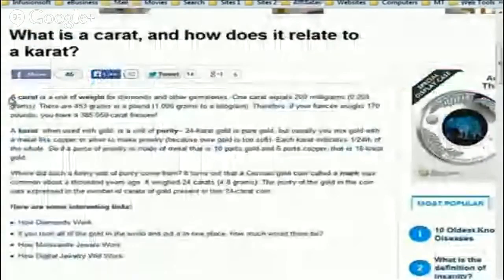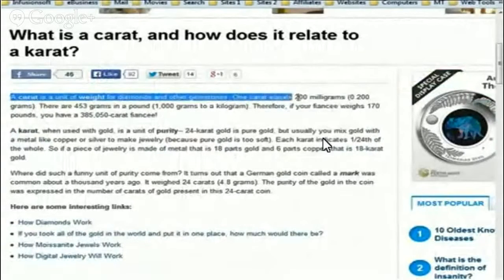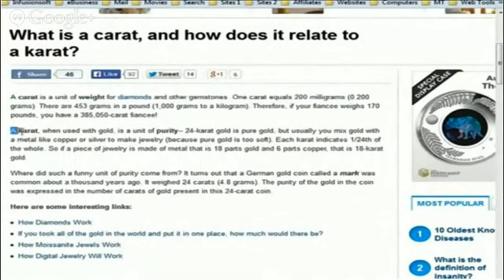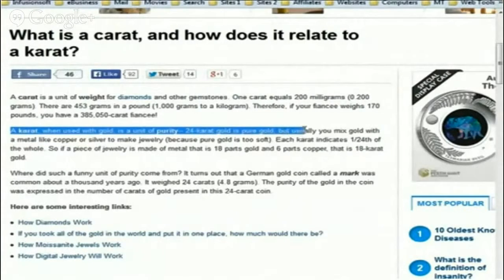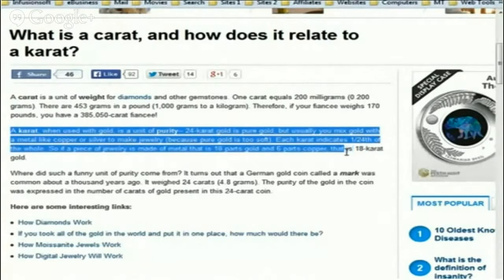And it says here, a carat with a C is a unit of weight for diamonds and gemstones. 1 carat is equal to 200 milligrams. And carat with a K, when used for gold, is for purity. 24 carats is pure gold. And usually you mix gold with a metal like copper or silver to make jewelry, because pure gold is far too soft. It gives an example here that if you have a piece of jewelry with 18 parts of gold and 6 parts of copper, it's regarded as 18 carat gold.